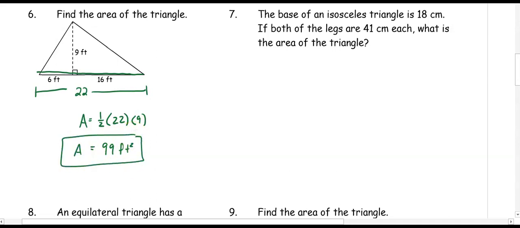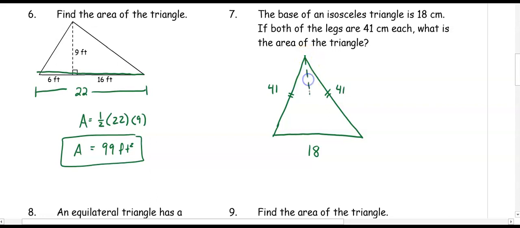In number 7, the base of an isosceles triangle is 18. If both legs are 41 centimeters, what is the area of the triangle? So in an isosceles triangle, remember that you have 2 congruent legs and a base. So the base is 18. The congruent legs are 41 and 41. Now, we don't have a height to our isosceles triangle yet. So we can draw in the height, which splits the base into 9 and 9.